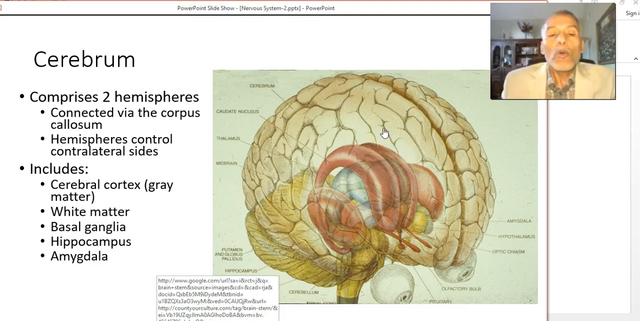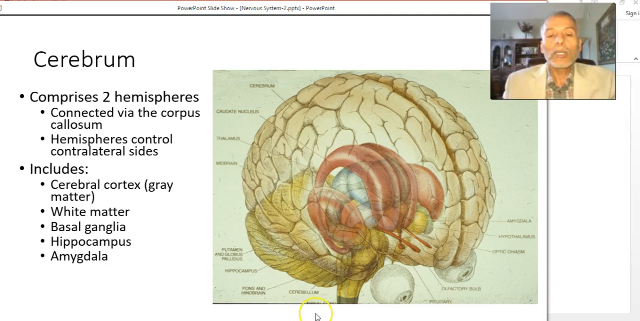I hope you do not confuse the cerebrum with the cerebral cortex. Many students make that big mistake. So when I say name the parts of the cerebrum, they actually give me the cerebral cortex. No, the cerebral cortex is only one part of the cerebrum. Okay? So do not make that mistake.